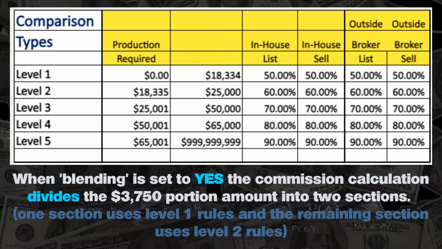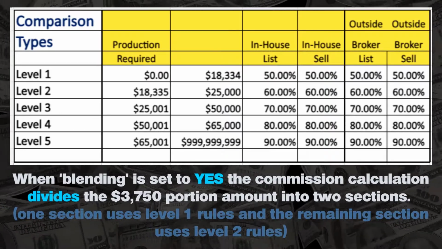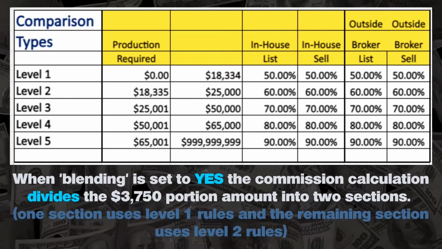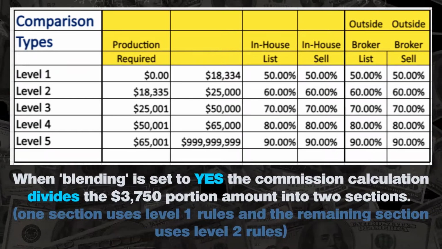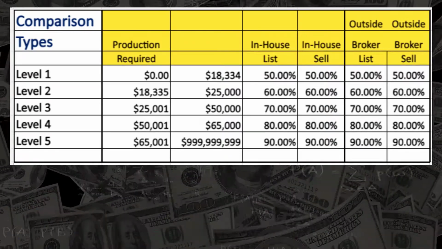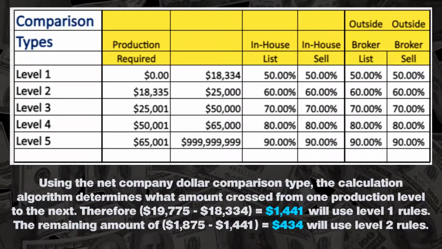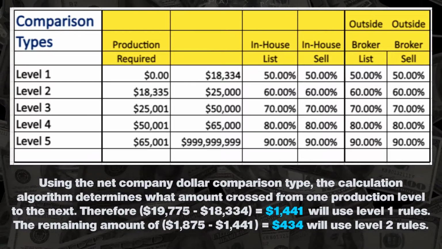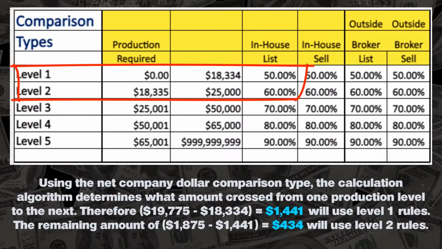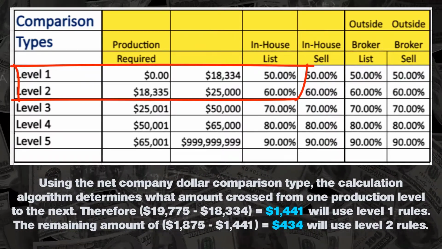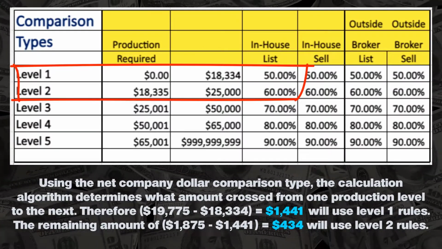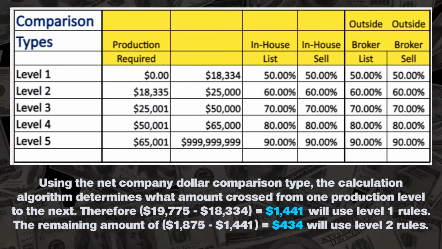When blending is set to yes in the commission plan, the commission calculation divides the $3,750 portion amounts into 2 sections. One section will use the level 1 rules, and the remaining section will use level 2 rules. Using the net company dollar comparison type, the calculation algorithm determines what amount crossed from one production level to the next. Therefore, the $1,441 will use Level 1 rules. The remaining amount, which is $434, will use Level 2 rules.